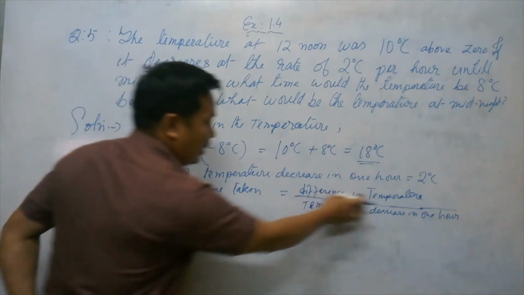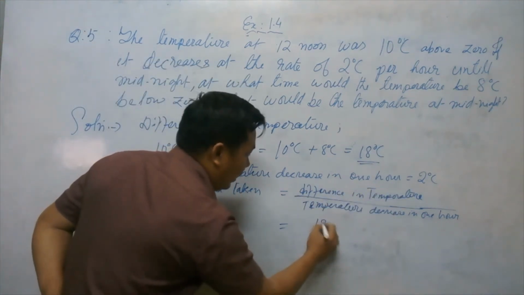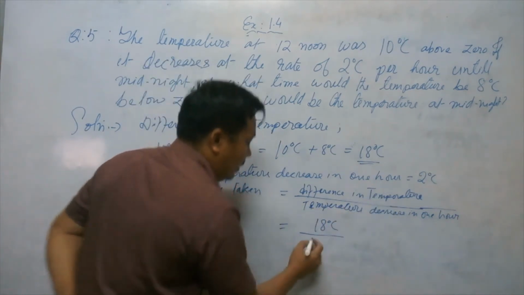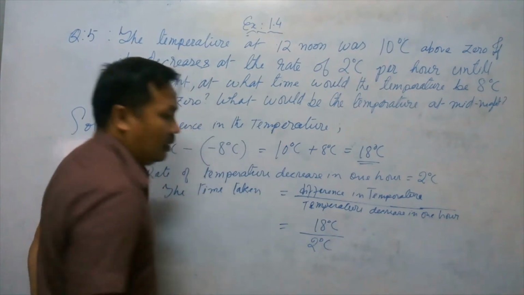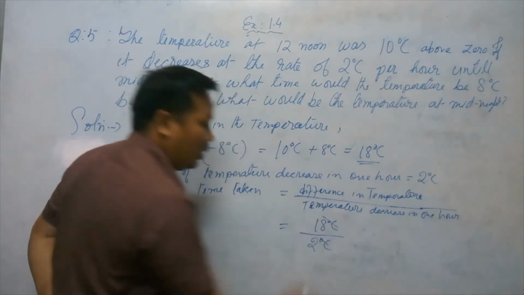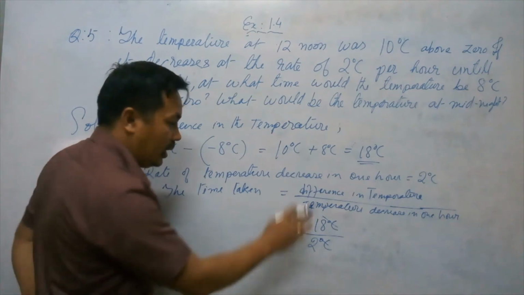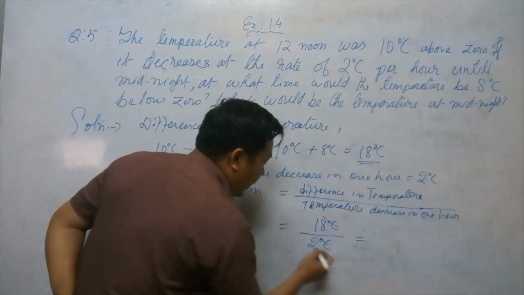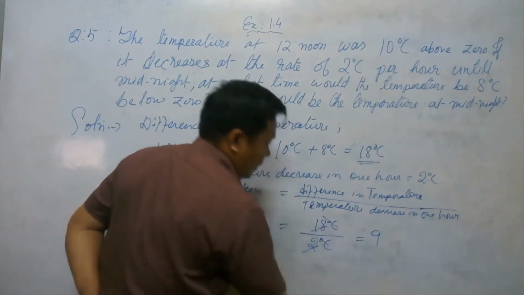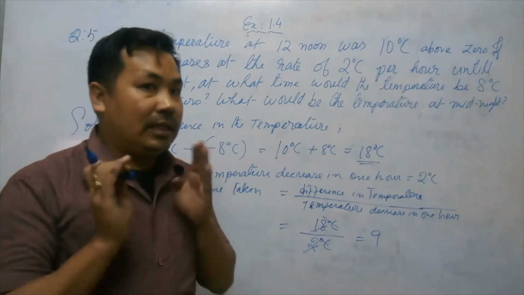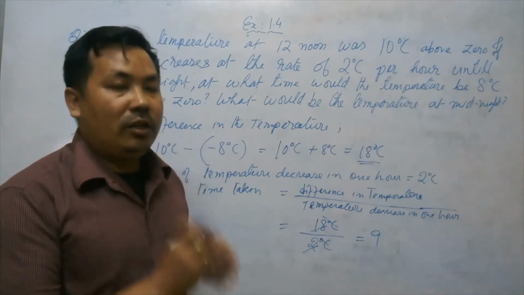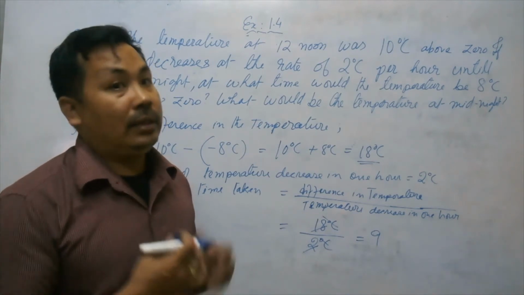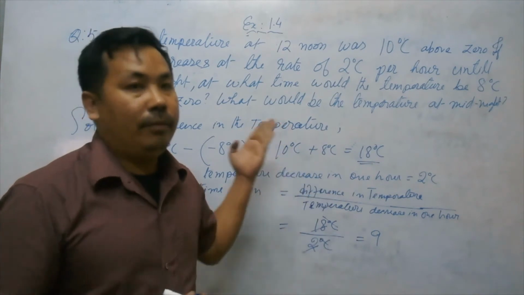The difference in temperature is 18 degrees Celsius, and the temperature decrease in 1 hour is 2 degrees Celsius. The degrees Celsius cancel because they are the same. Then 2 nines are 18, so we get 9 as the answer. This 9 is the time at which we get the temperature of minus 8 degrees Celsius, because 8 degrees Celsius is below 0.